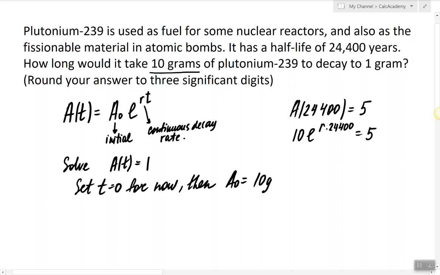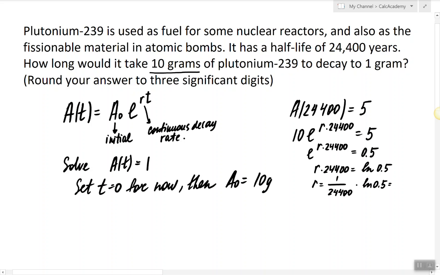I'll get 5. But this is a simple exponential equation for R, so I can easily solve it by isolating the exponential expression first, then taking the natural logarithm of both sides, and then dividing both sides by 24,400. So this I can compute using a calculator.